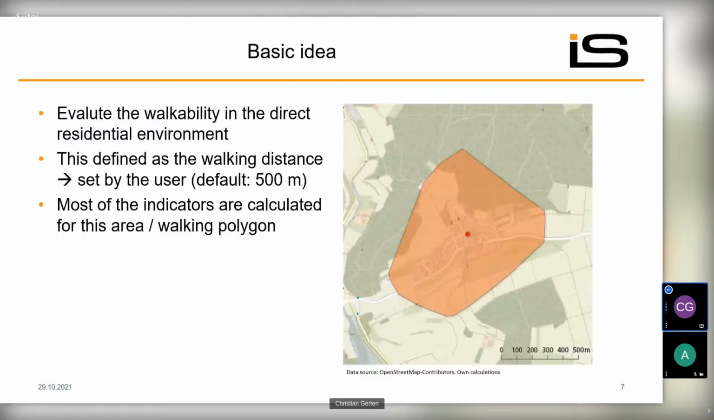What is the basic idea behind the tool? Our idea is to evaluate the walkability in the direct residential environment, to rate the residential walkability. This is defined in the tool as a maximum walking distance, which could be set by the user. We use a default value of 500 meters. You can see it on the right side. So it's 500 meters over the street network as a pedestrian. And mostly all of our indicators are calculated for this area, this walking polygon.